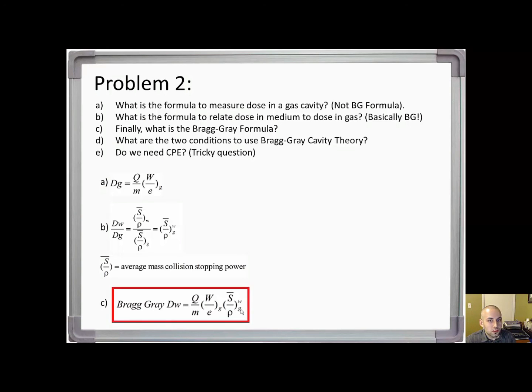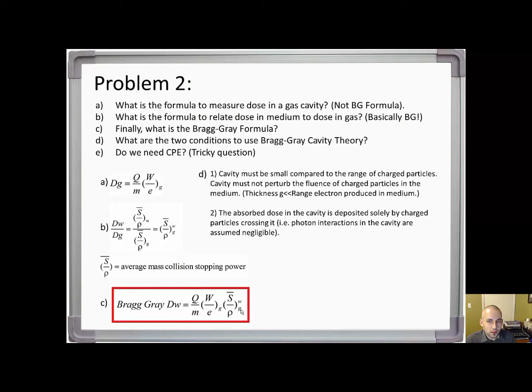For D, what are the two conditions to use Bragg-Gray cavity theory? So the first condition is that the cavity must be small as compared to the range of charged particles. The cavity must not perturb the fluence of charged particles in the medium. That's the first condition. The second condition is that the absorbed dose in the cavity is deposited solely by charged particles crossing it. Photon interactions are assumed negligible.